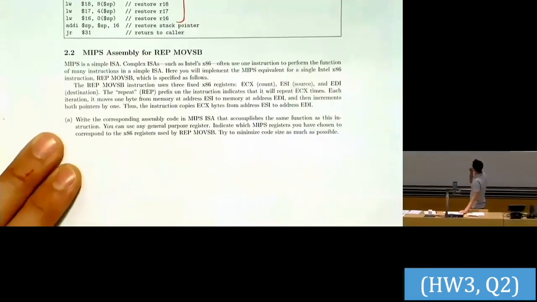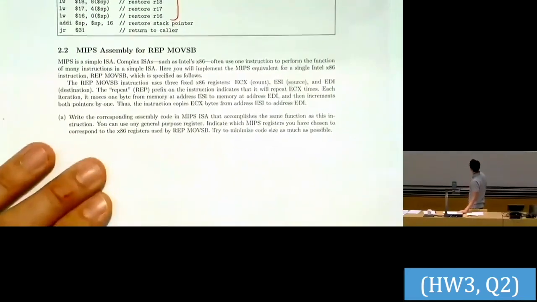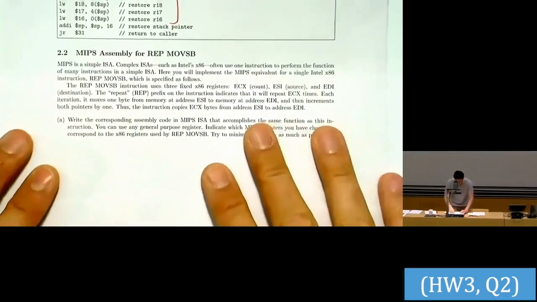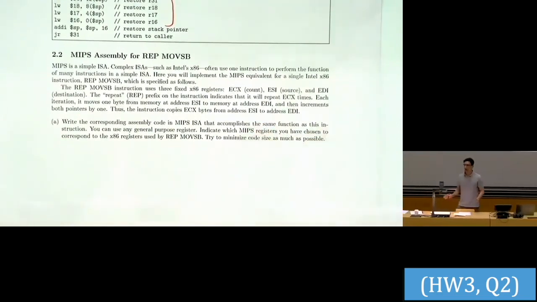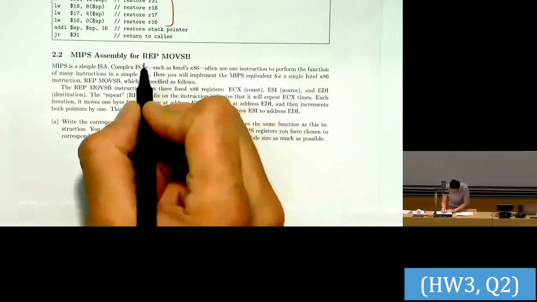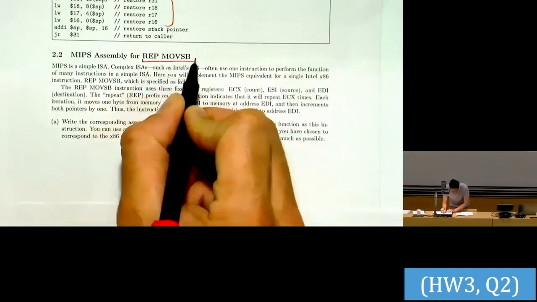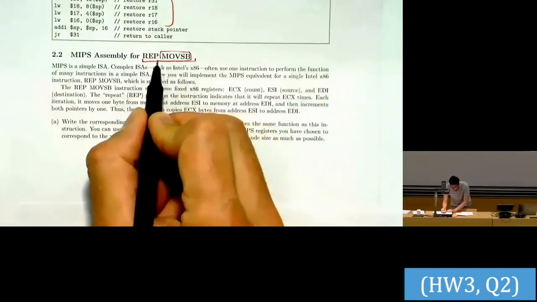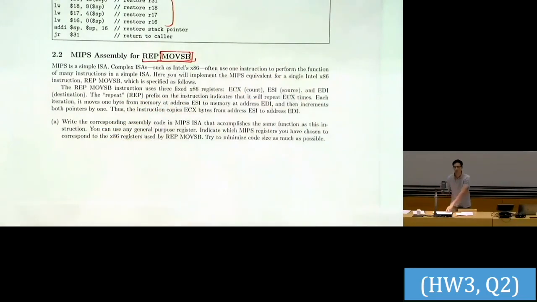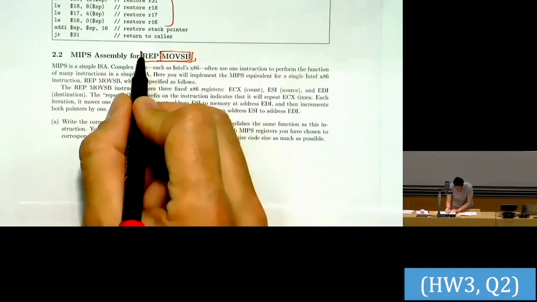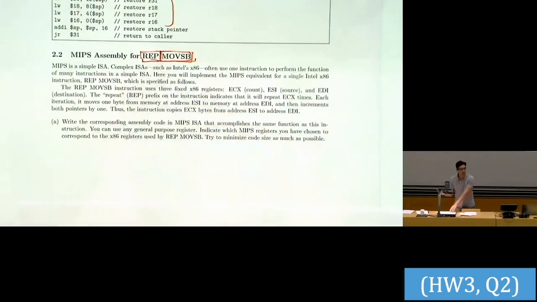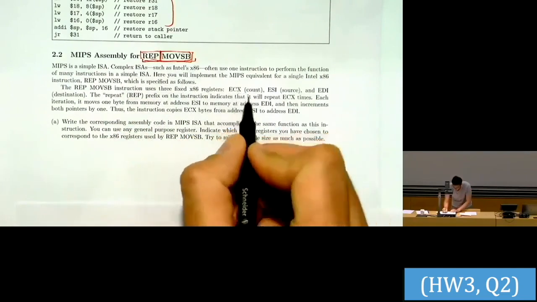And here, MIPS assembly for rep movsb. So here we are asked to write some MIPS code that is going to do essentially what one x86 instruction does. And this x86 instruction is rep movsb. The movsb part means that we are moving bytes, and the rep part means that this is going to be repeated several times. This instruction has 3 registers.